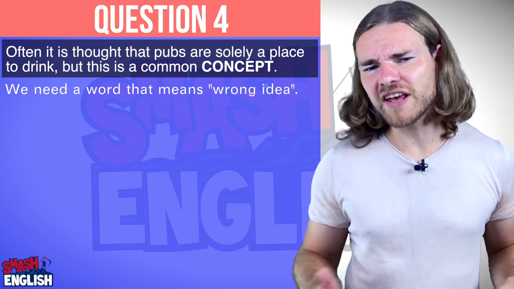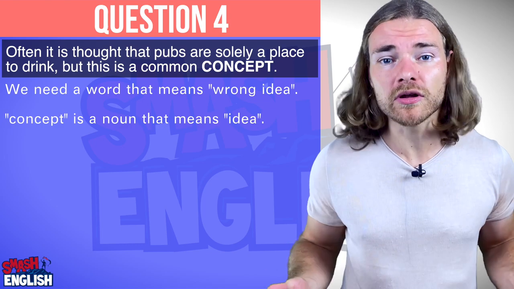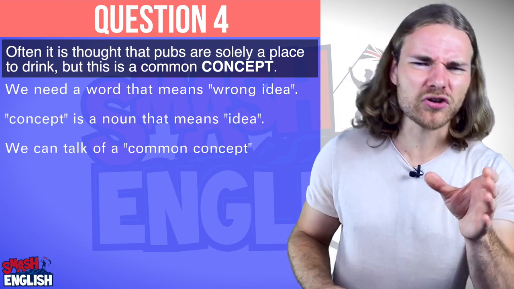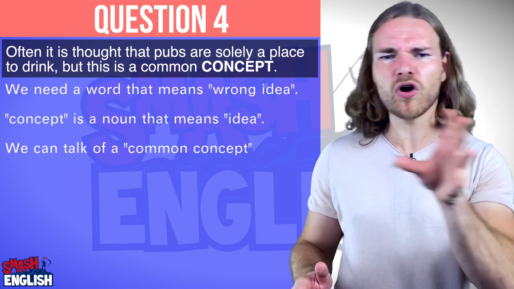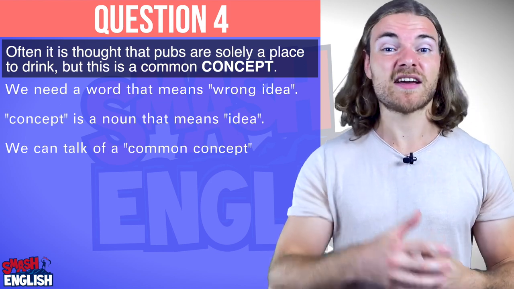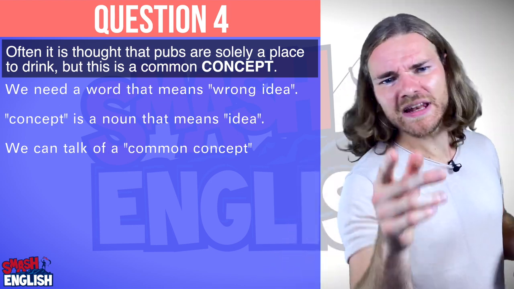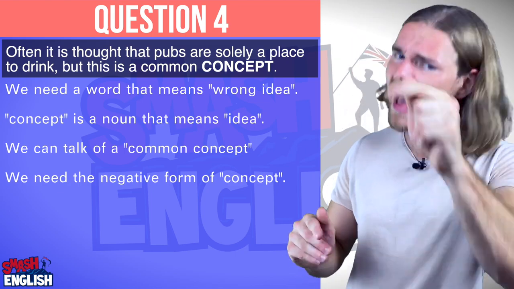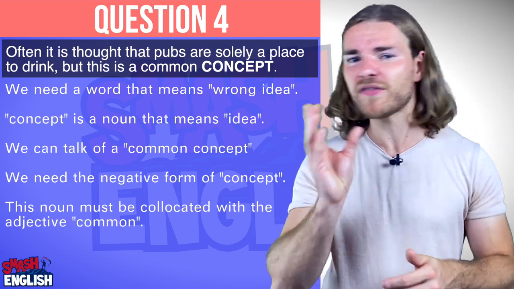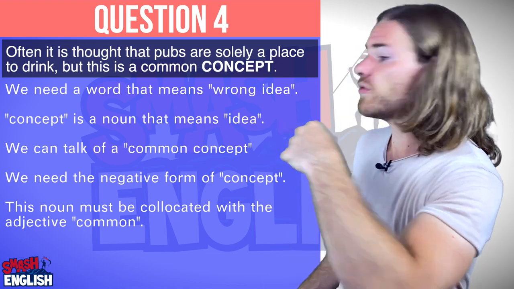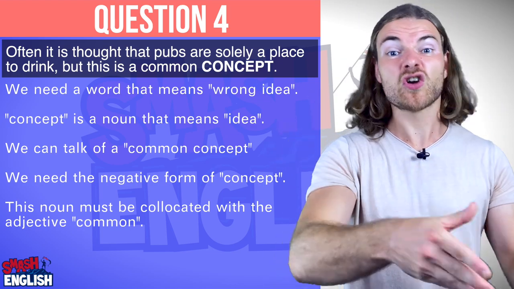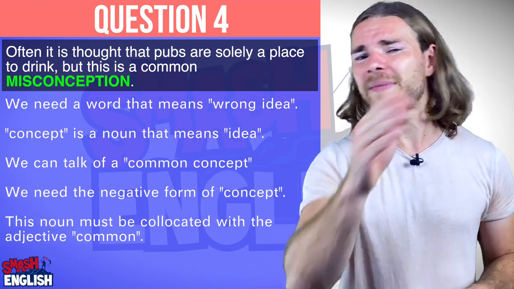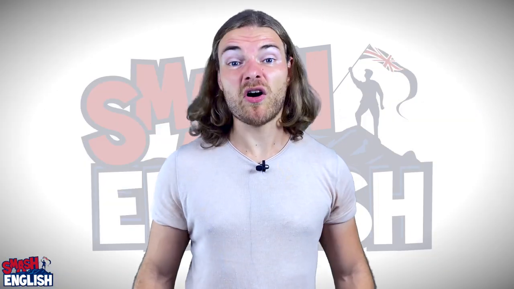Our stem word is concept, and concept is a noun. Concept can mean idea, and we can talk about a common concept, but we know that concept is not the word that we need, because common concept does not have its equivalent negative form. So, we need to take the noun concept, transform it into another noun that has a negative form, and this negative form needs to collocate with the adjective common. This requires transforming the noun concept into conception and then adding the negative prefix mis. So our word here is misconception. So that's our answer, misconception.